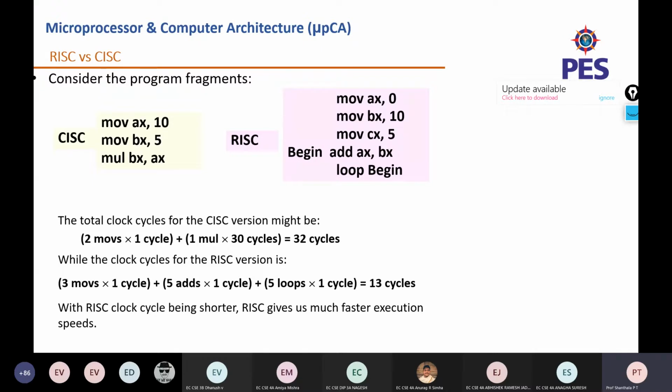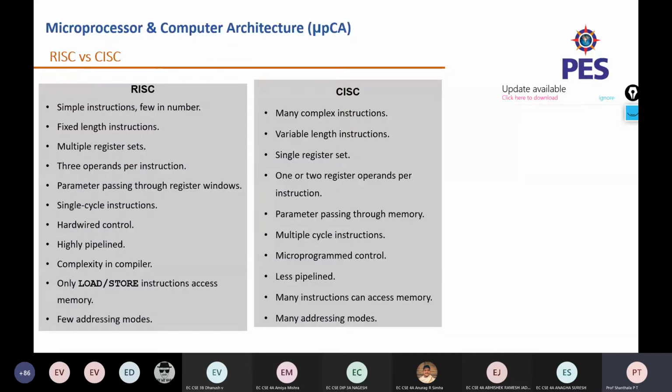But nowadays we are using CISC as well as RISC machines. So we'll compare RISC and CISC here. RISC has simple instructions, few in number; I mean the instruction set will have few instructions. CISC has many complex instructions like mul, div, and so on. And RISC has fixed length instructions, CISC has variable length instructions.